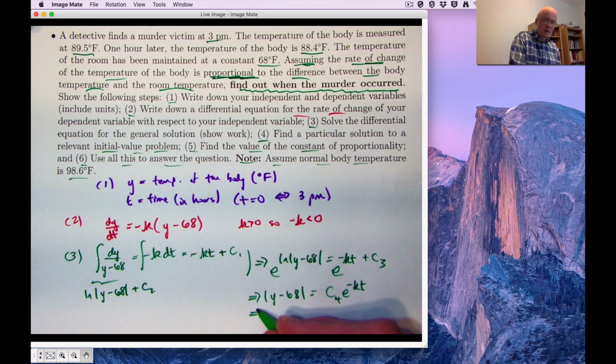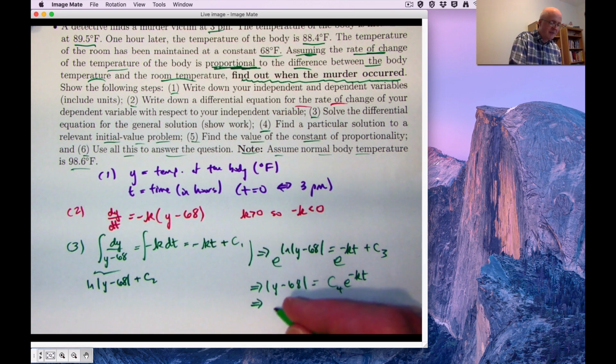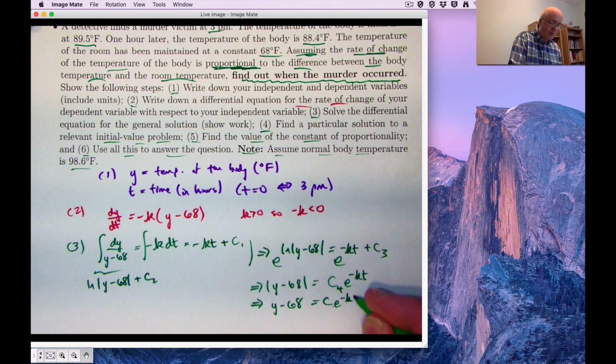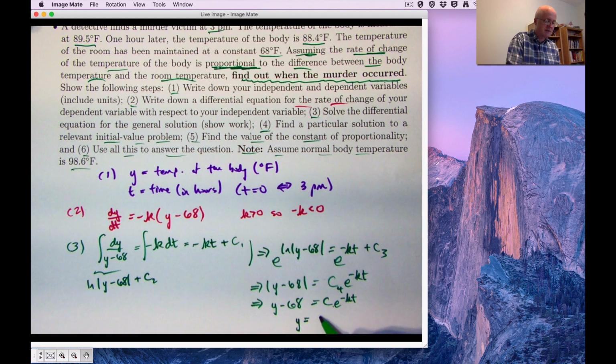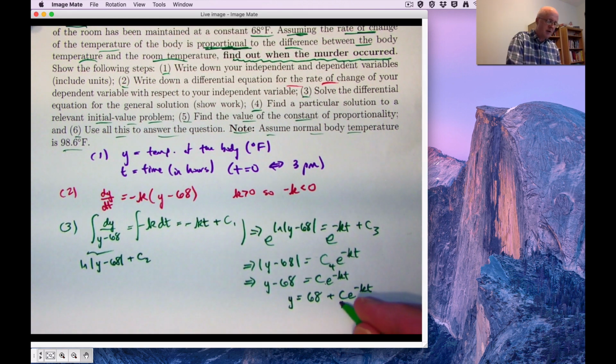And again, I'm not doing rigorous math here, but it does get the right answer. I'm going to go ahead and get rid of the absolute value signs and maybe call this c5 instead of c4, or maybe I'll just call it c right now, where c could be positive or negative, and in fact c even could be 0. I'm almost done. I've solved for y now by adding 68 to both sides. I get y is 68 plus c e to the negative kt, where the c is arbitrary. That's an arbitrary constant.